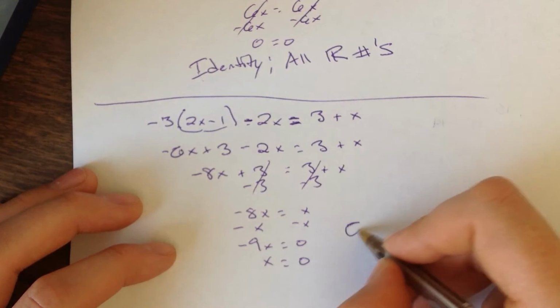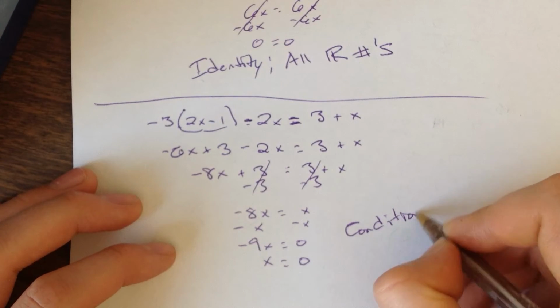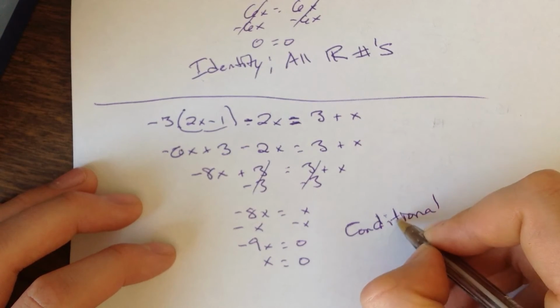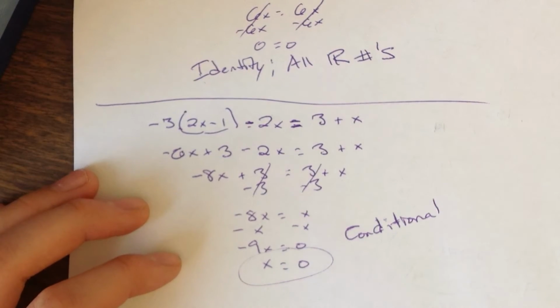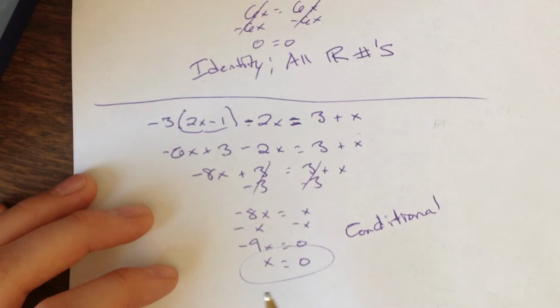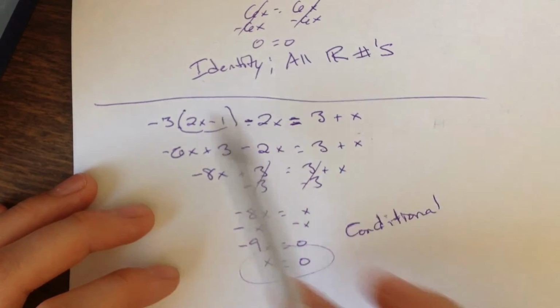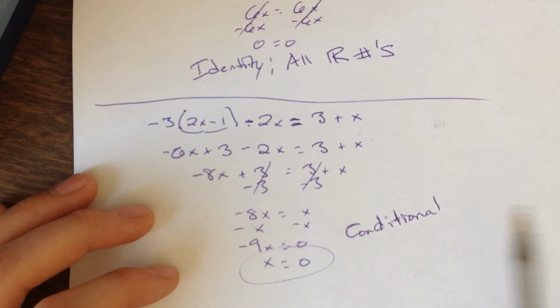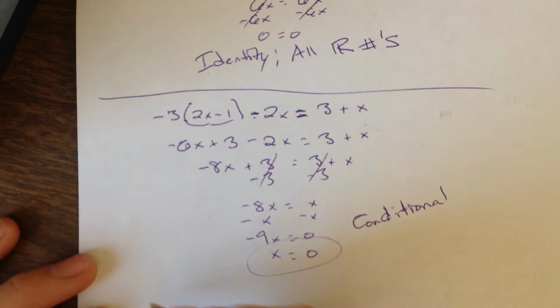This is what's called a conditional equation. The reason is because I got a solution out. This is only true on one condition. The condition is if x equals 0, this is true. Conditional. Okay, one more example.